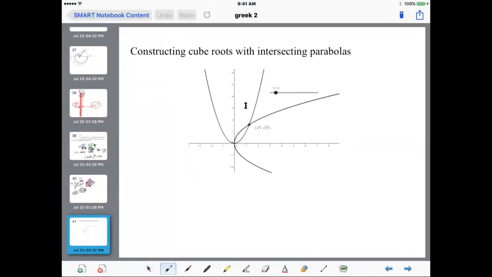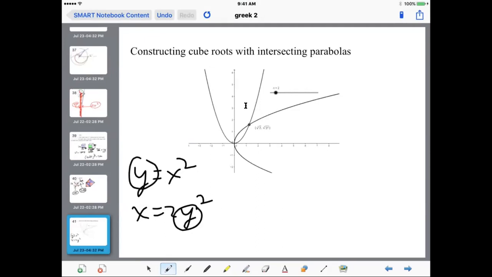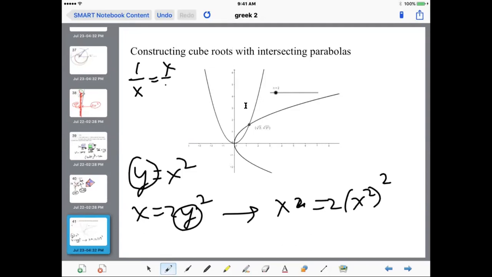So we had y equals x squared and x equals 2y squared, the sideways parabola. And when you replace this y with x squared, you get x equals 2, instead of y, I have x squared squared. Huh, something went wrong here. Hold on a second. Make it 2x equals y squared instead, or make it x equals 1/2 y squared.